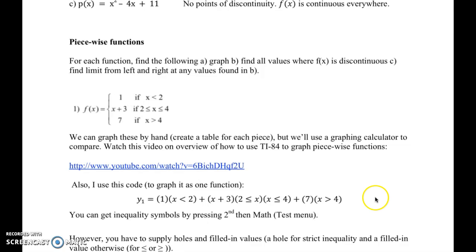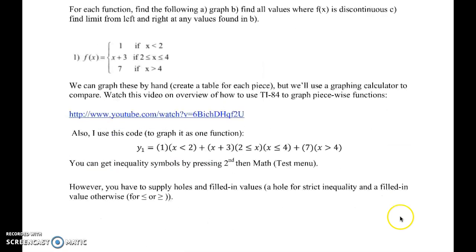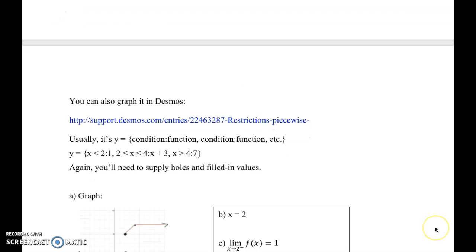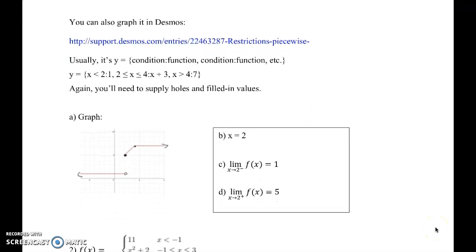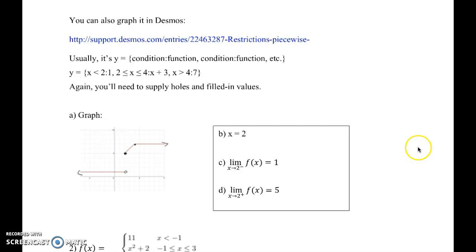So you have to make sure that everything is matching up at the critical points here, which are 2 and 4. Another great thing you could do is graph it in Desmos. And here's a link to do that. Usually the code for it is y is equal to the condition :function, condition :function.